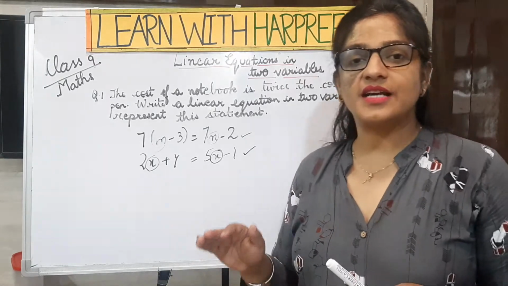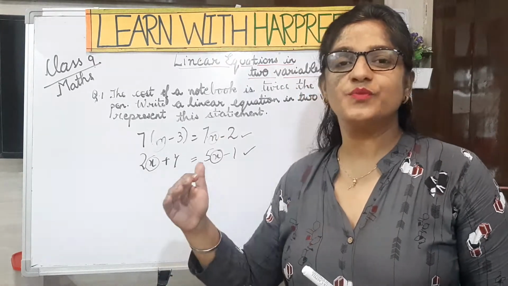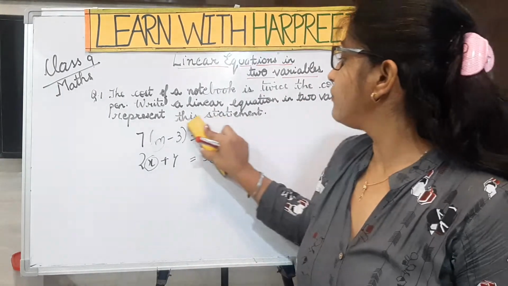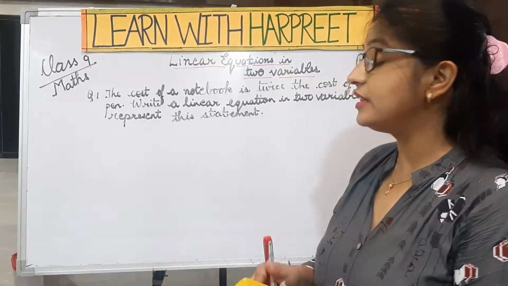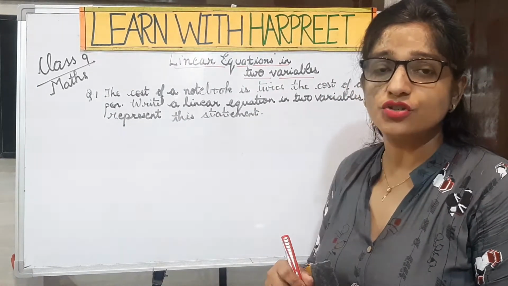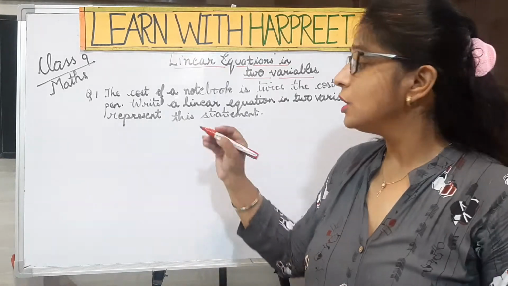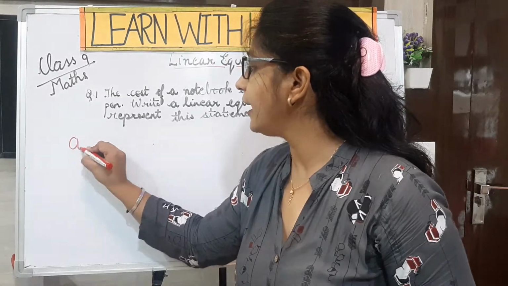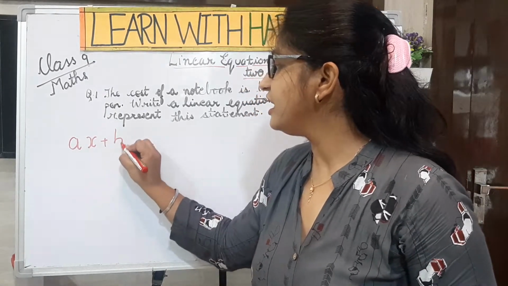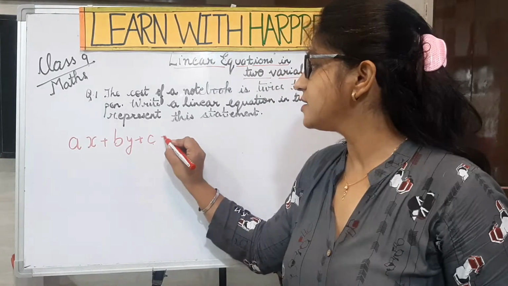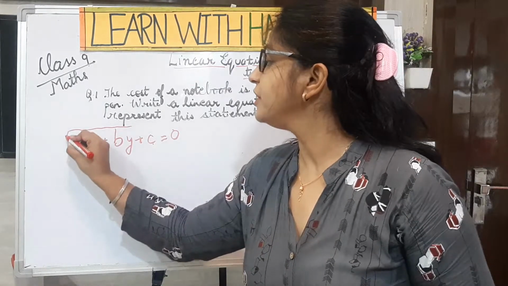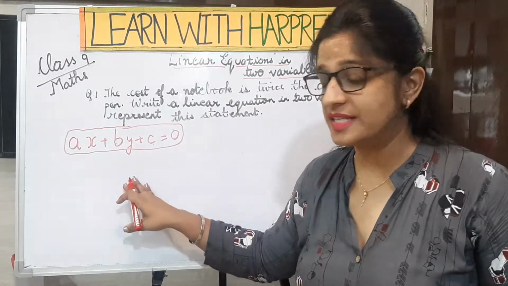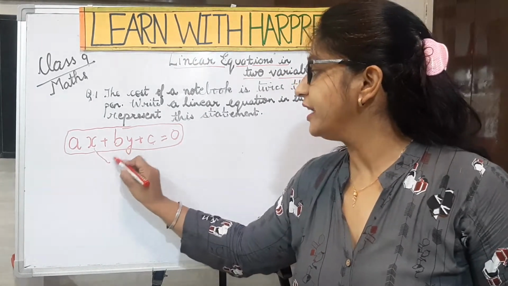Now today we are starting class 9th. We start with linear equations in two variables. When we start with two variables, that means our linear equation must have two variables, two unknown values. So the linear equation in two variables is always in the form of ax plus by plus c is equal to 0. So this should be the form of our linear equation in two variables. Here x and y are two variables.